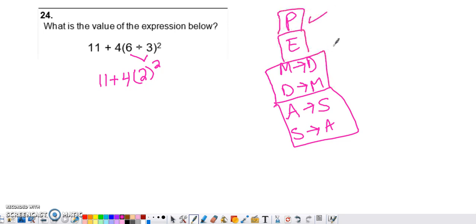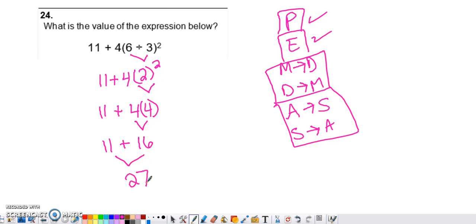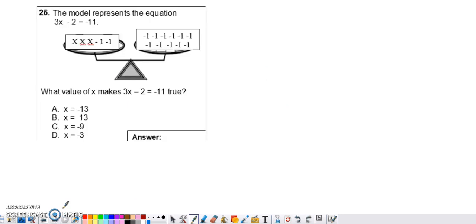Okay, so I've done parentheses, check. Let's do exponents. 2 to the second power is 4, but keep them in parentheses because there are still parentheses with this guy, which means multiply, plus 11. 4 times 4 is 16, plus 11 is 27. That's the answer for number 24.